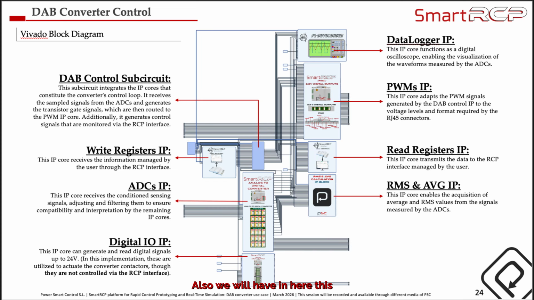Also, we will have in here this blue box, which is all, let's say, the generic architecture stuff. For example, the processing system, the reset system, clocks, etc. And this IP in blue here is what performs the control of the dual active bridge. We will be seeing it in higher detail in a moment.